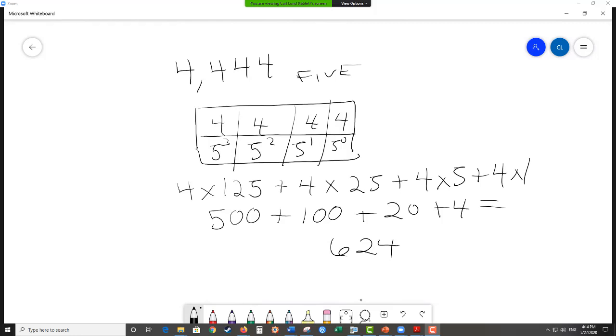So I hope those examples helped. Again, the best way I can describe this is to think of this as groups. And we haven't talked about multiplication yet in the course, but remember from elementary school, the multiplication sign really means groups of. 4 groups of 125, 4 groups of 25, 4 groups of 5, 4 groups of 1.